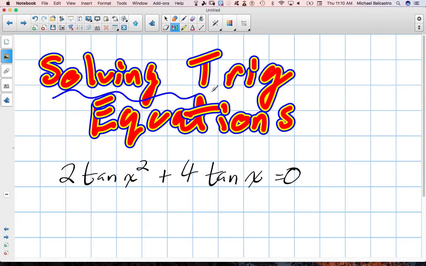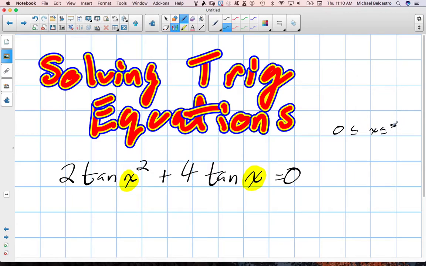Okay, we're going to look at solving trig equations. So we've been given this trigonometric equation: 2 tan²x + 4 tan x = 0. We are in hopes that we are going to isolate for possible angles for x, and we're going to look for answers between, I should have said this, x is between 0 and 360 degrees for our angles, okay?